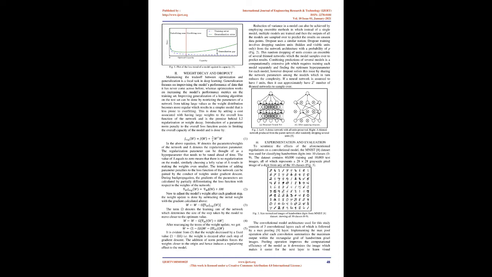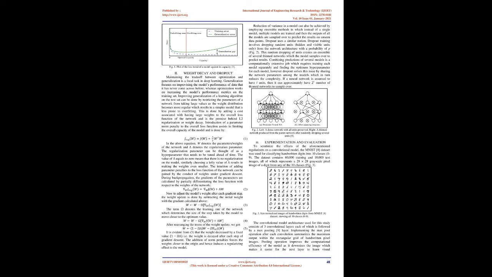Maintaining the trade-off between optimization and generalization is a focal task in deep learning. Generalization focuses on improving the model's performance on data that it has never come across before, whereas optimization works on increasing the model's performance metrics on the training set.